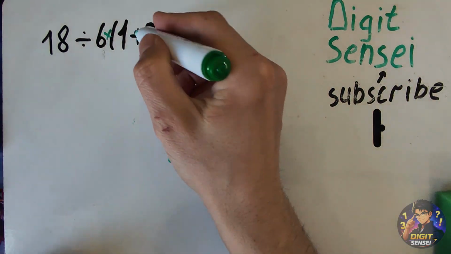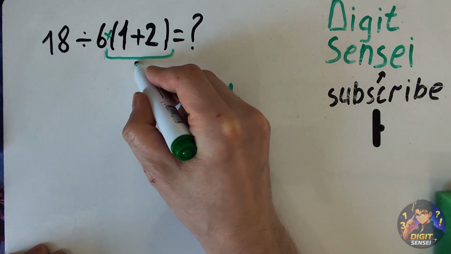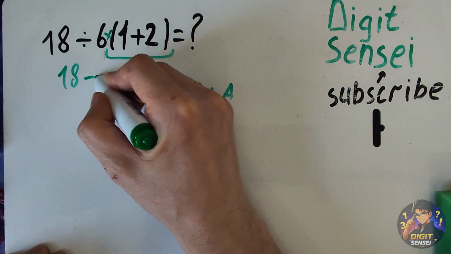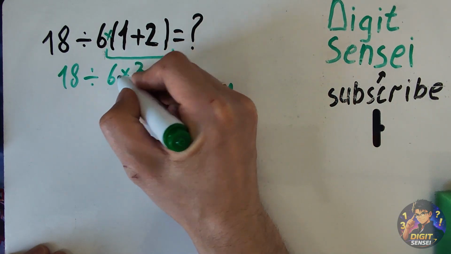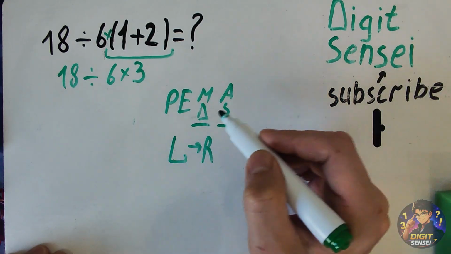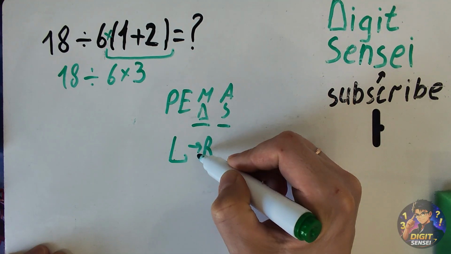So first we have to do this parenthesis. Inside this parenthesis, we have 1 plus 2, which equals 3. So 18 divided by 6, then times 3. Now we have one division and one multiplication. As I said, multiplication and division have equal priority and we have to go from left to right.